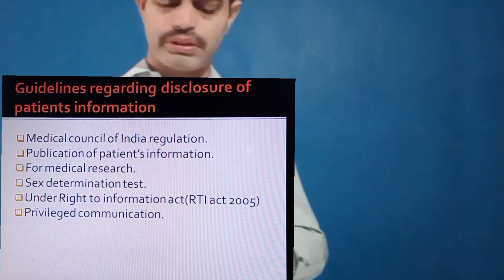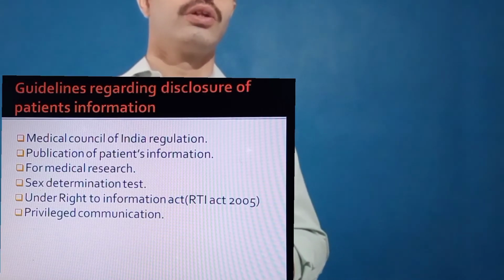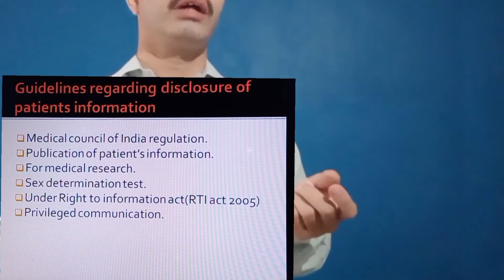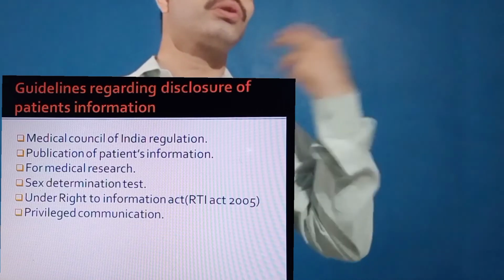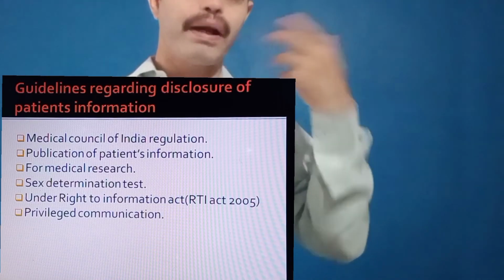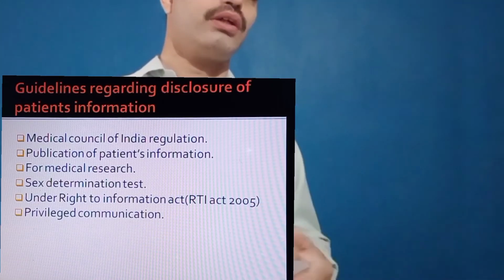Then what comes next, that is the privileged communication. So what is privileged communication? That means we have the right to withhold certain information and not to disclose it to anyone else, or we cannot be compelled to disclose the information.